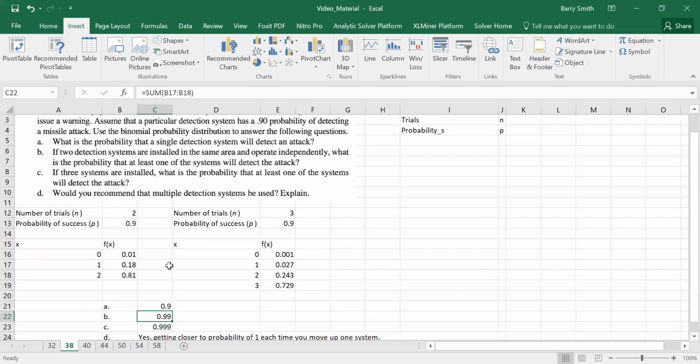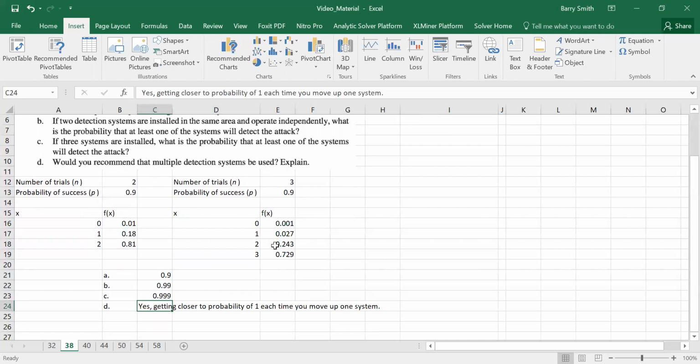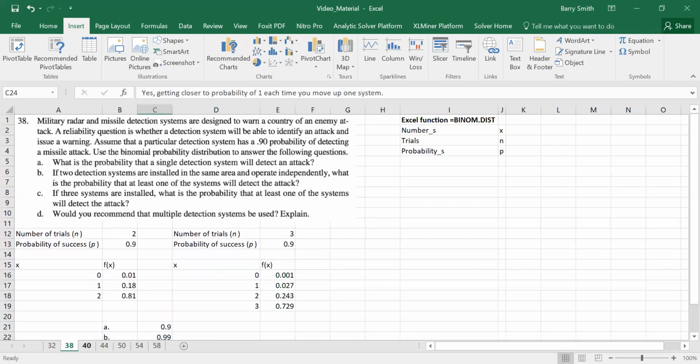that's going to be 0.99. Now, if we move to 3, we do the same thing. For at least one detecting, it's going to be this one and this one added together, and when we take that sum, that's 0.999. So as you can see, we went from 0.9 with 1, 0.99 with 2, and 0.999 with 3. So I would say multiple detection systems would be ideal, because every time we add another system, we're getting closer and closer to 1. I would say that would be the best way to do this one.